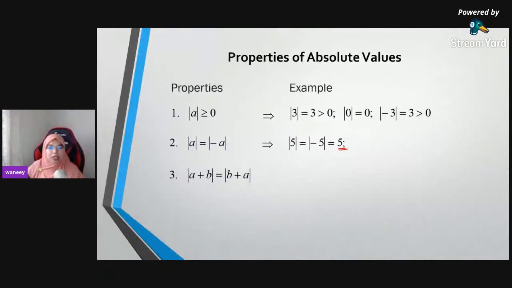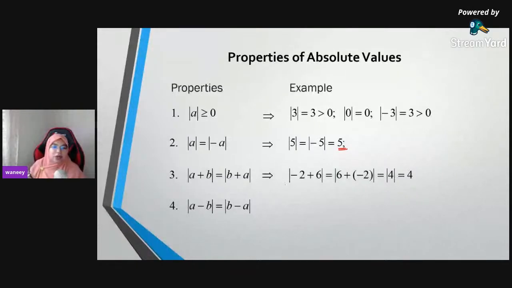And then another one is that if you have A plus B, the modulus of A plus B is equal to the modulus of B plus A. So that means if let's say you have negative 2 plus 6, that is also equal to 6 plus negative 2. So that is the modulus of 4, which is simply equal to 4.